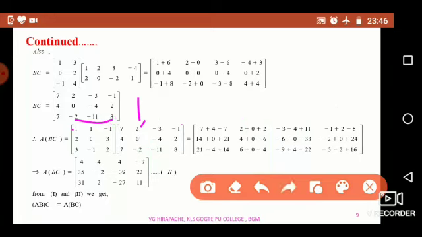Likewise, we can multiply the second row of the same matrix by the first column, second column, third column and fourth column. We get the elements 14 plus 0 plus 21, 4 plus 0 minus 6, minus 6 plus 0 minus 33 and minus 2 plus 0 plus 24. Finally, we multiply the third row by the first, second, third and fourth columns. We have the elements 21 minus 4 plus 14, 6 plus 0 minus 4, minus 9 plus 4 minus 22 and minus 3 minus 2 plus 16.